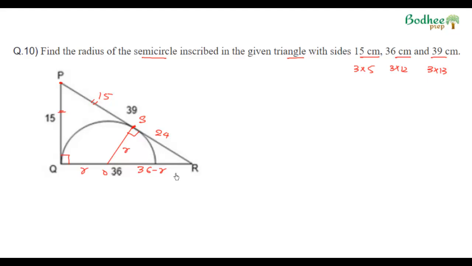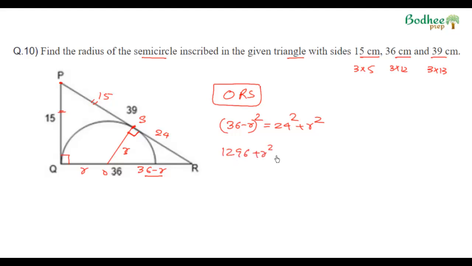Correct? Now let us focus on the triangle ORS. In this triangle, this is 90 degree, this is radius R, this is the hypotenuse, and this is the third side. So clearly the hypotenuse, that is 36 minus R whole square, must be equal to 24 square plus R square. On opening this, 36 square will be 1296 plus R square minus 72R, and here 24 square is 576 plus R square. So R square will get cancelled out, correct?